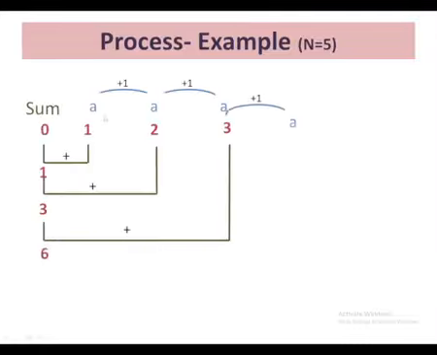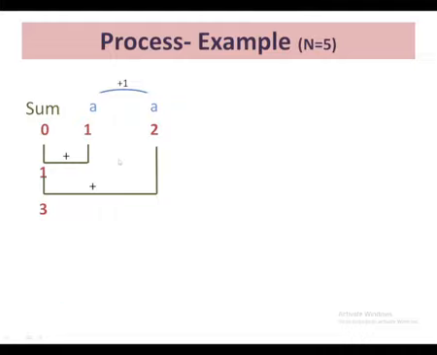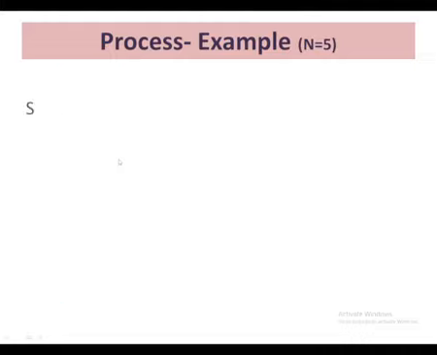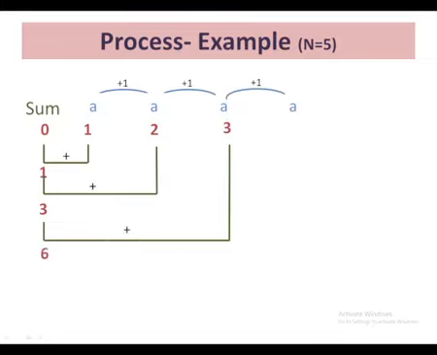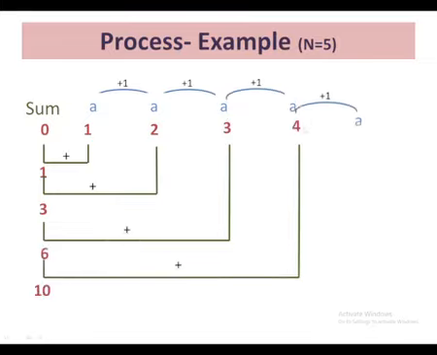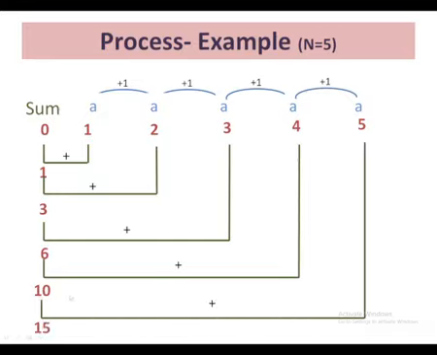Sum is 0, a is 1. Let me go slowly. So sum is equal to 0, a is equal to 1. Then I am adding these two and I am getting 1. I am incrementing a, I am getting 2, and I am adding these two, I am getting 3. Then again a is incremented, I am getting 3, then 3 plus 3 is added, I get 6, and a is incremented to 4, and 6 plus 4 is 10, and then 5, and it is added, and I am getting the resultant sum as 15, that is stored in my sum.